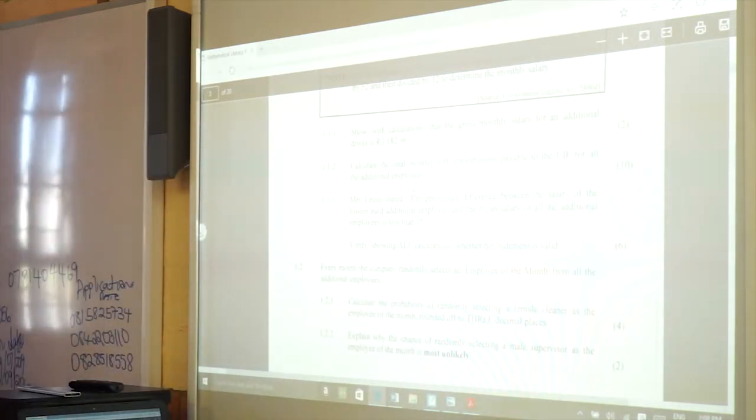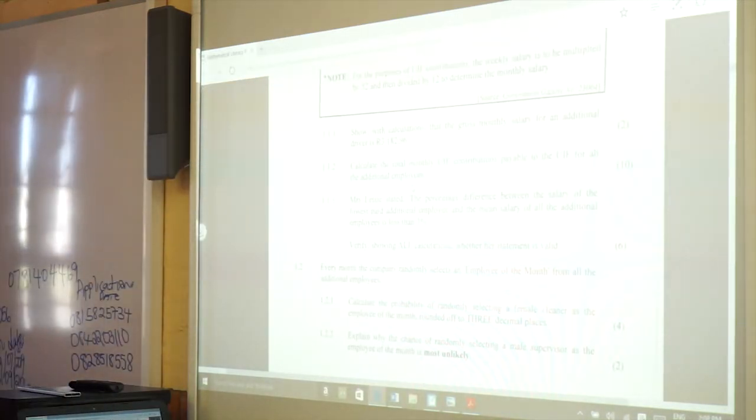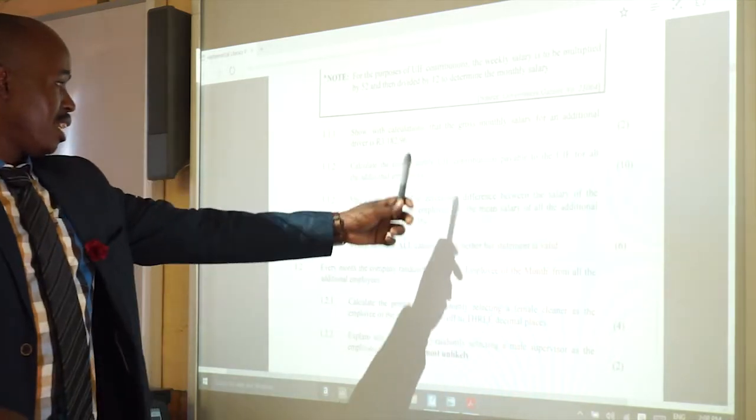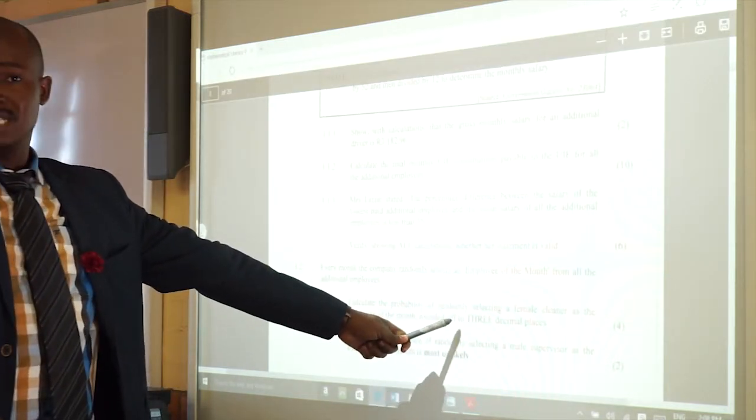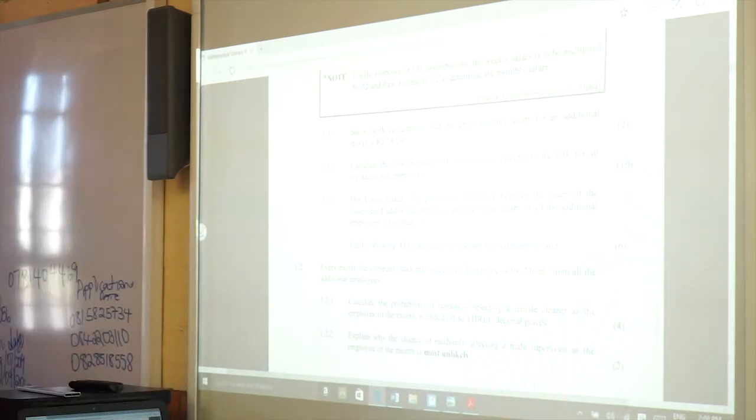Every month the company randomly selects an employee of the month from all additional employees. Calculate the probability of randomly selecting a female cleaner as the employee of the month, rounded off to 3 decimal places. As I said, we did finance here and we did data handling here. We calculated the mean. Now we are doing probability. We are also doing rounding off. Paper 2 is a variety of questions, a variety of topics. In one question, you can find 5 topics. So it's the best question to use for revising paper 2.